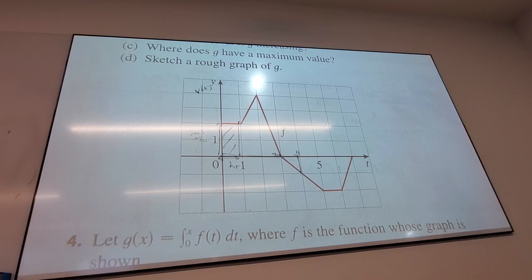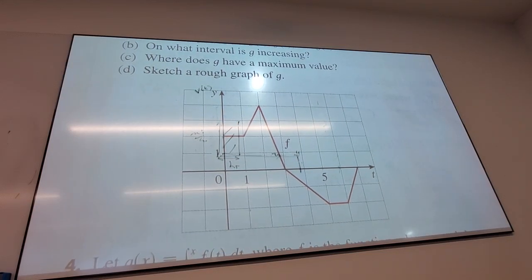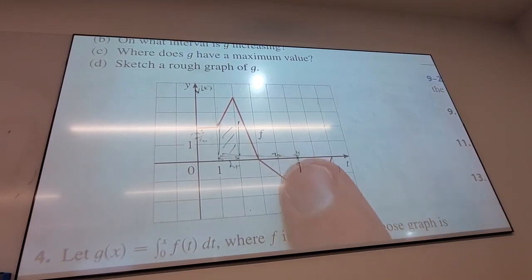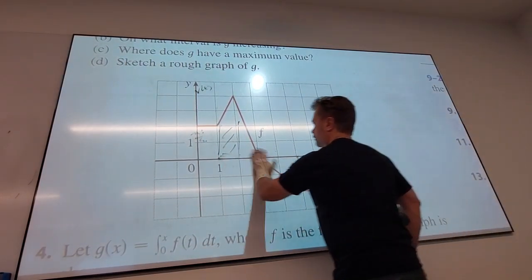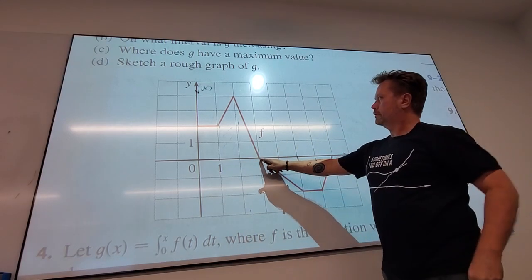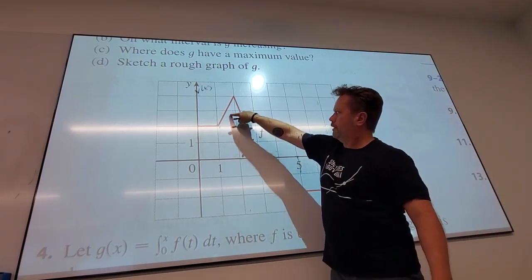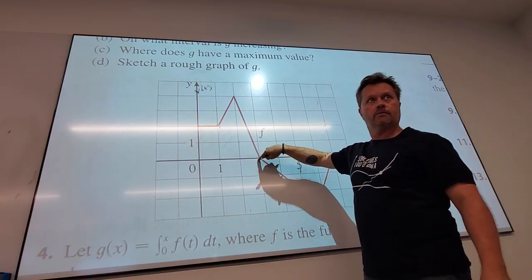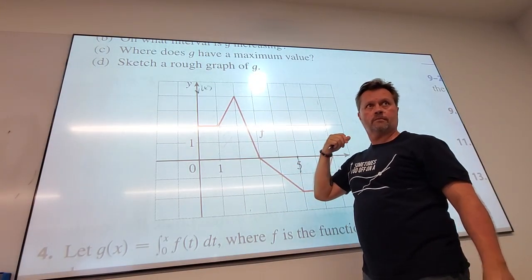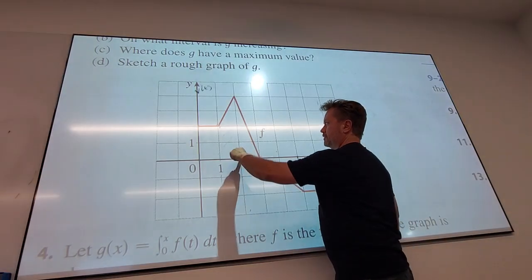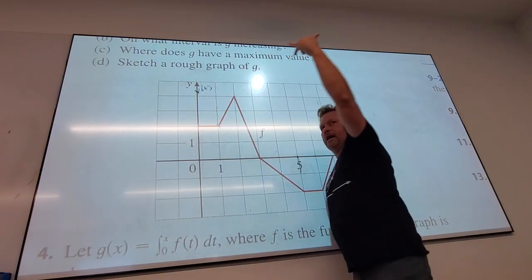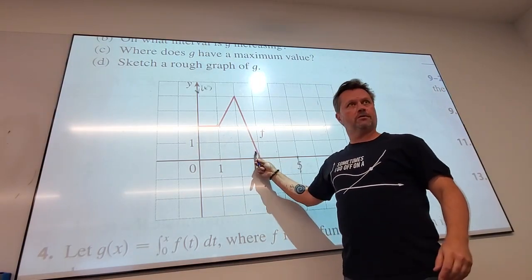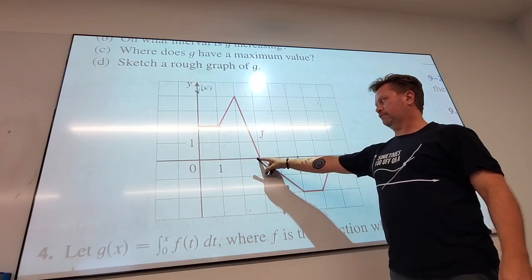So to find G of 3, would that be 2? I hate when they don't label all the things 1, 2, 3. Oh, it's here. We already found this area. That was 5, right? So then you just have to add this big triangle. That triangle would be 1 times 4 cut in half. So 2. Yes, one half the base times height, so it'd be 2. So that'd be 7 total. So G of 3 would be 7.